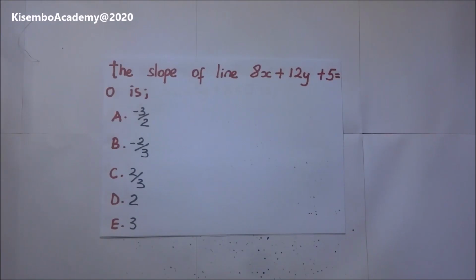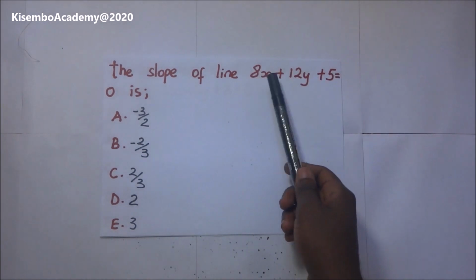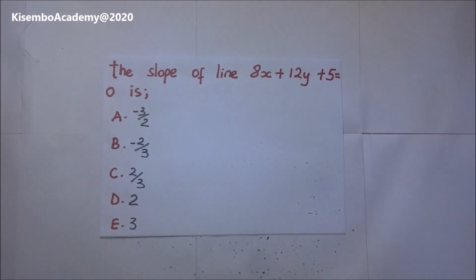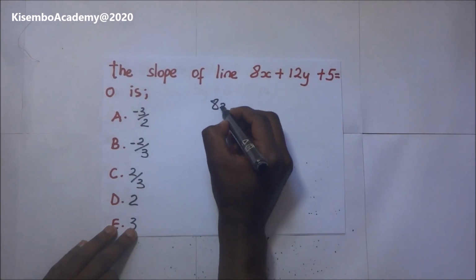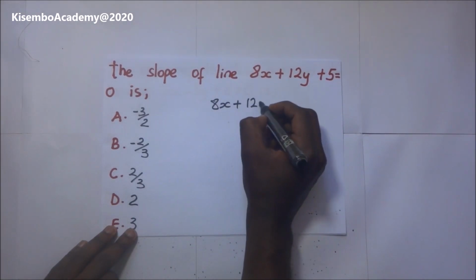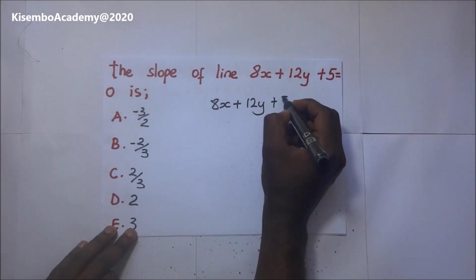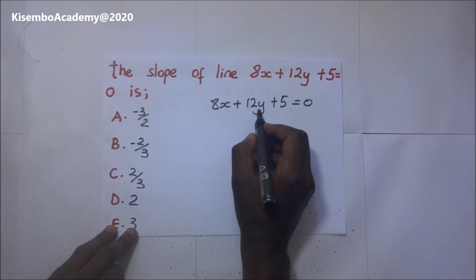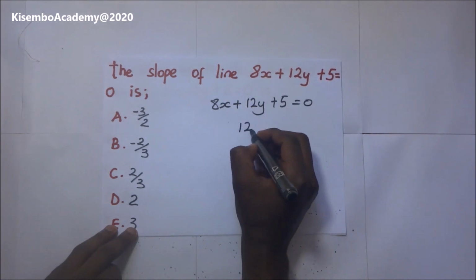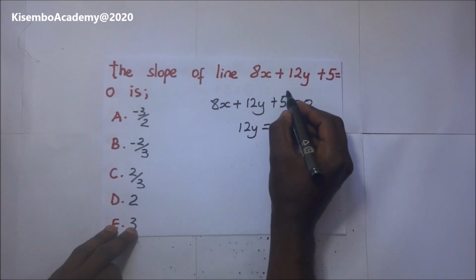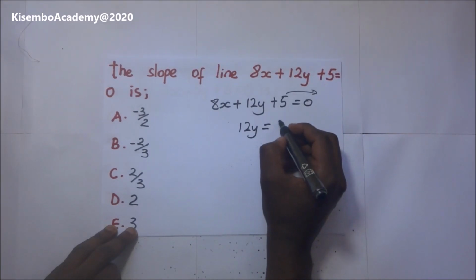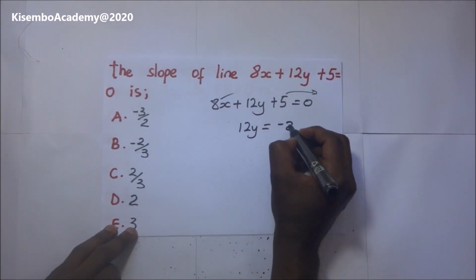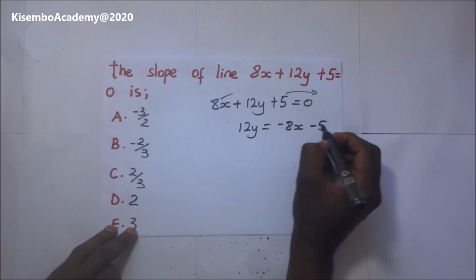The slope of the line 8x plus 12y plus 5 is equal to 0 is, so we just have to rearrange this equation in the form of y is equal to mx plus c, and we'll be able to tell the slope. So with 8x plus 12y plus 5 equal to 0, we make y the subject of the formula. It means 12y remains this side of the equation. This is going to be equal to 5 goes that side, and this 8, so it becomes -8x minus 5.